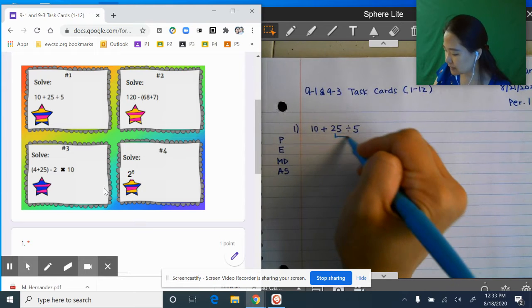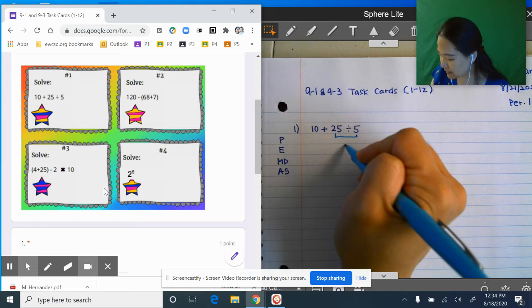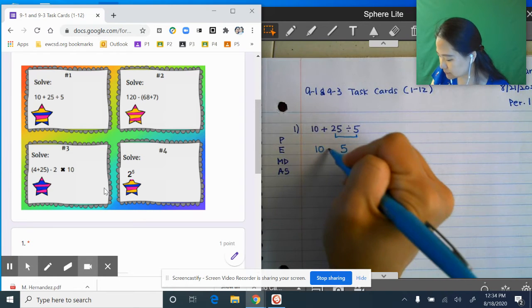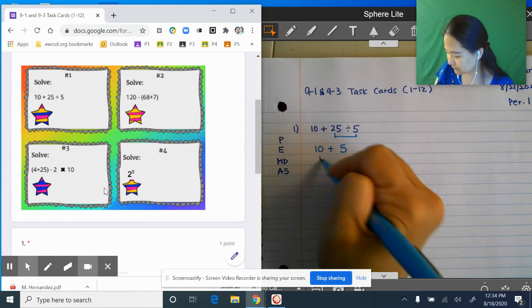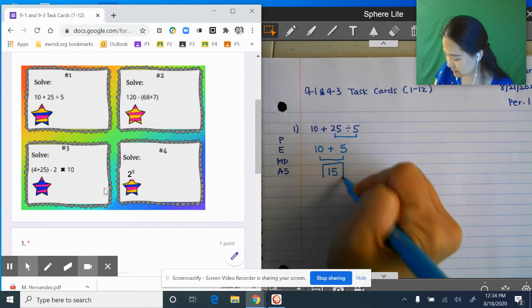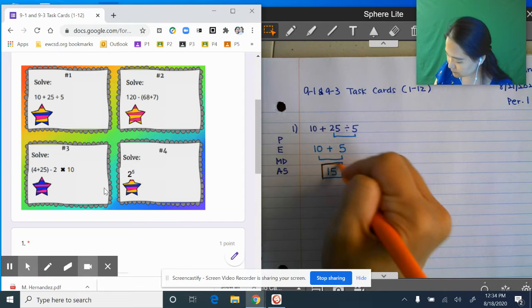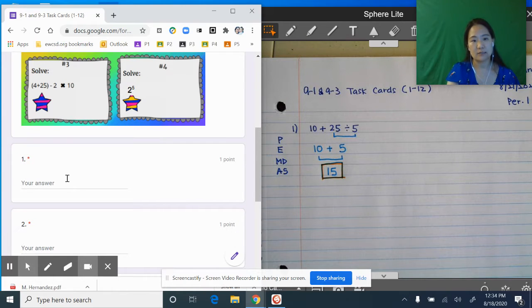So 25 divided by 5 is 5. So I write 5, and I'm going to bring 10 plus down. 10 plus 5 is 15. Box your answer nicely. In fact, I'm going to use a different color to box because I like doing that. And then you're going to go down and enter the answer, 15.